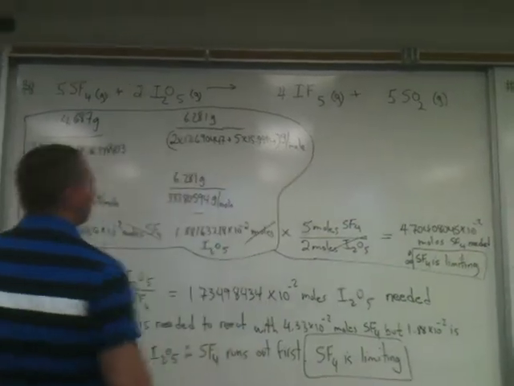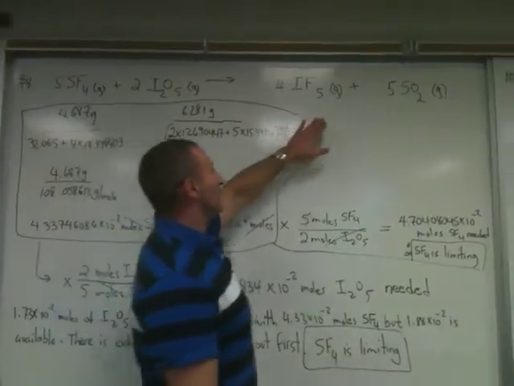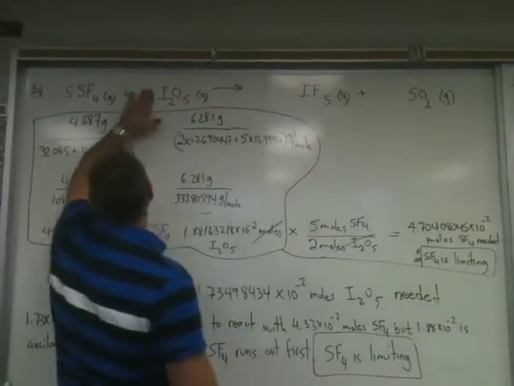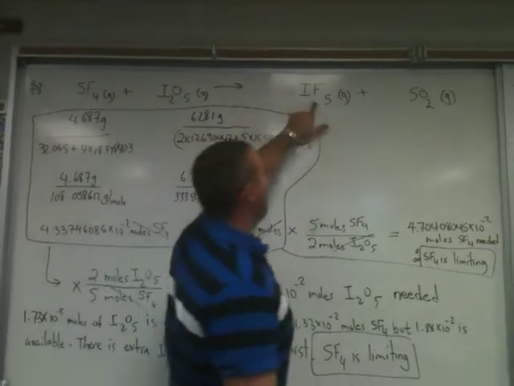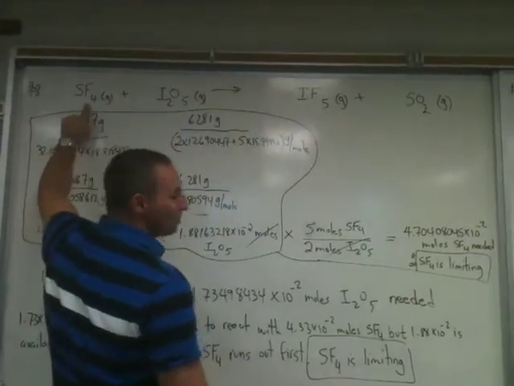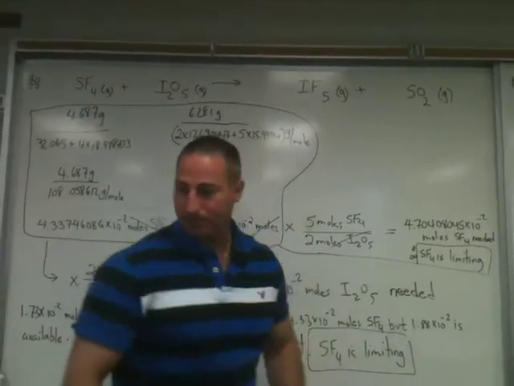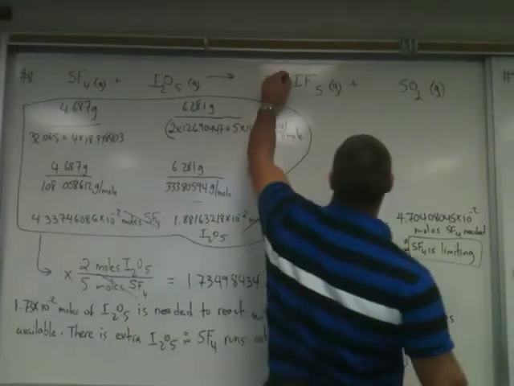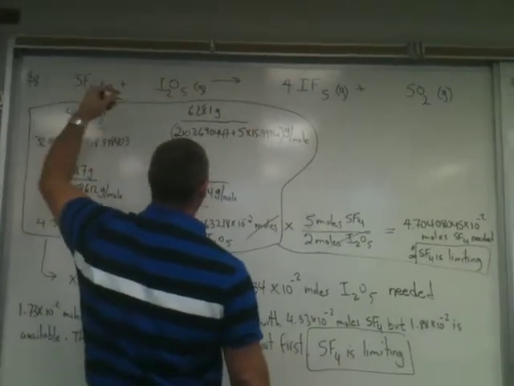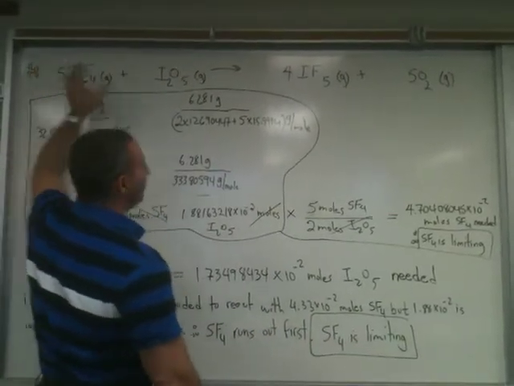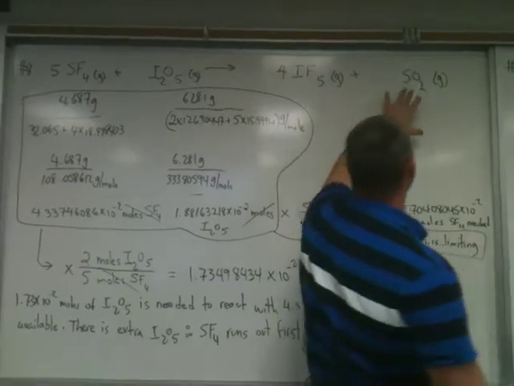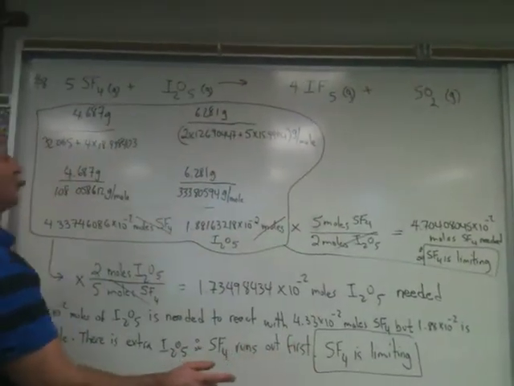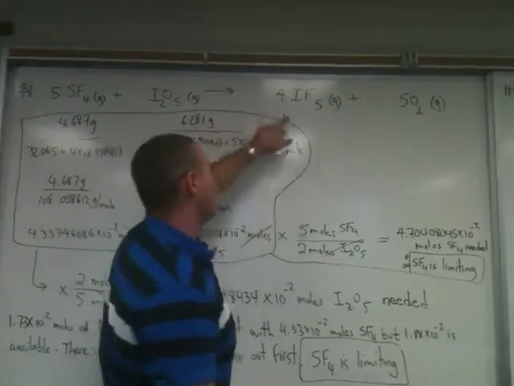When I balanced it, the first thing I looked at was the F5. I didn't have these numbers here when I got the equation. How did I balance it? The first thing I looked at was the F5 and the F4. I knew that it had to be 4 for the IF5, and 5 for the SF4. Those are the only places where you have fluorine. There was no fluorine anywhere else in the equation, so I knew that those were the first two that had to be balanced.